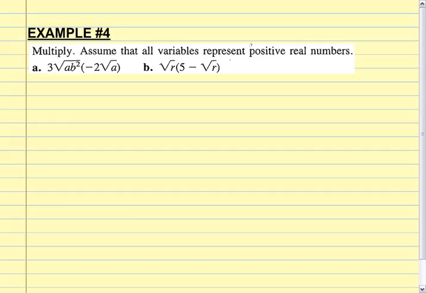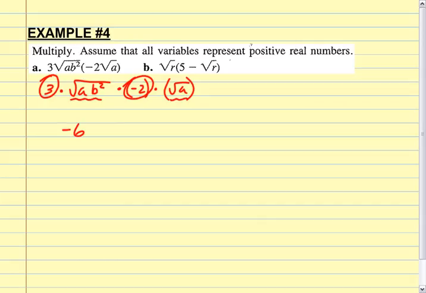All right, so looking at this first one, this basically says 3 times the square root of ab squared times -2 times the square root of a. All right, now remember, since it's multiplication and they're all being multiplied, I can do them in any order I like. So I'm going to multiply the numbers first, so the integers. So 3 times -2 is -6. Then I'm going to multiply the stuff that's underneath the radicals. A times a gives me the square root of a squared, b squared.